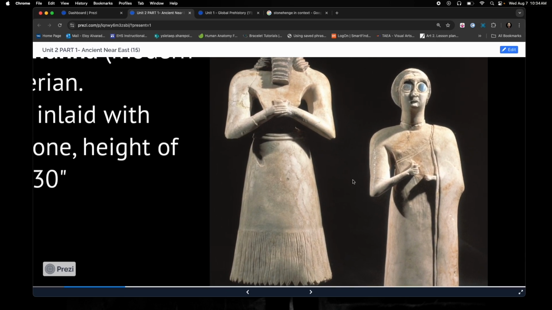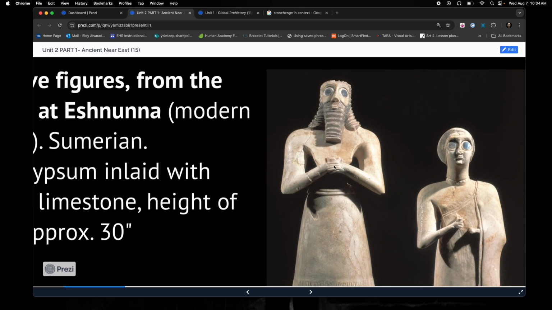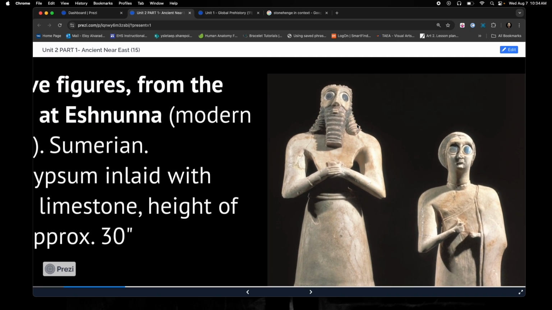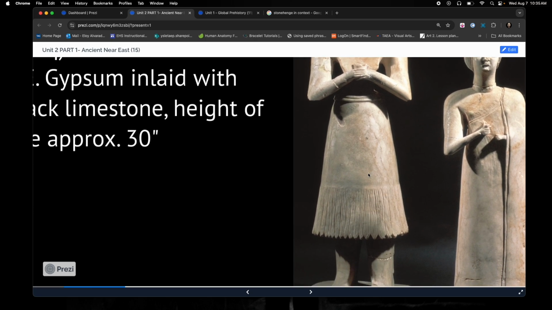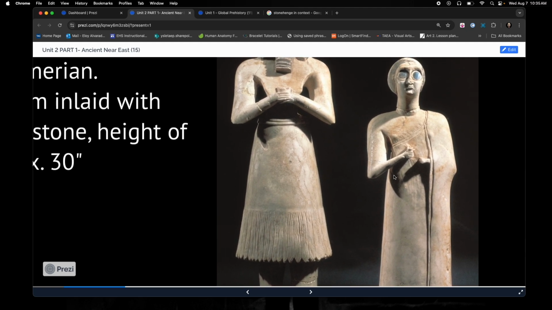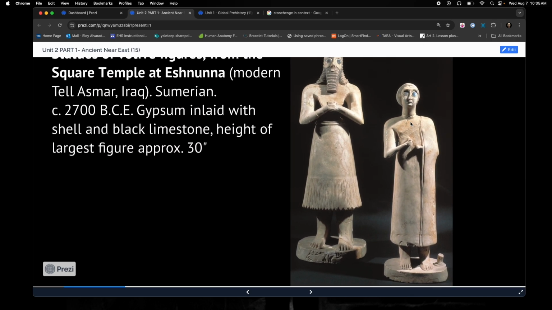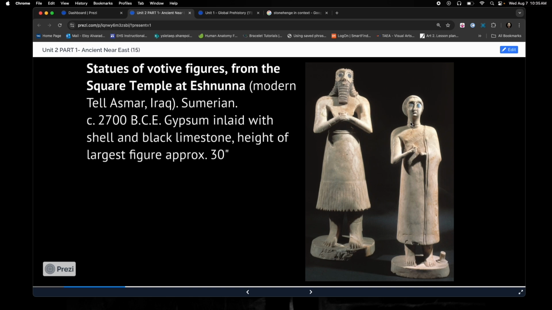Also, look at the clothing, right? The men, not only do they have really cool Boston Red Sox hair, but they also have a really, really huge beard. And they're wearing kilt-like clothing. And the women have a little one-shoulder dress. All right, so votive figures.